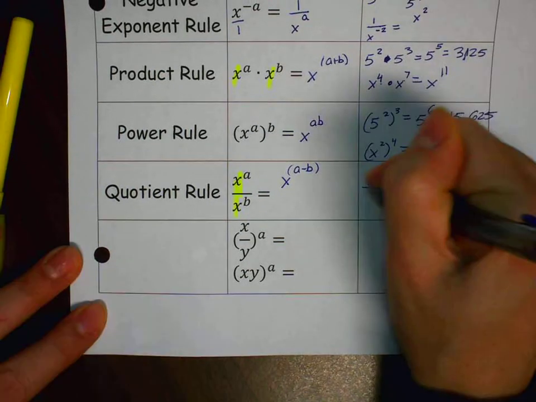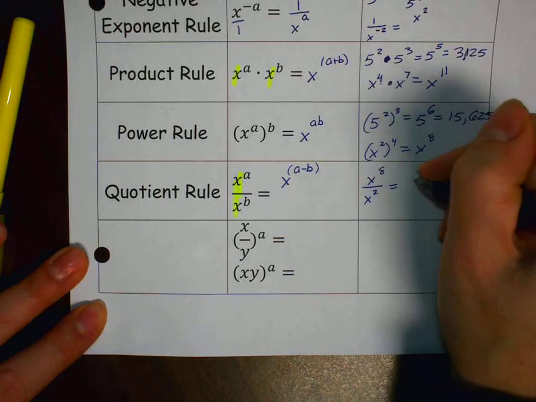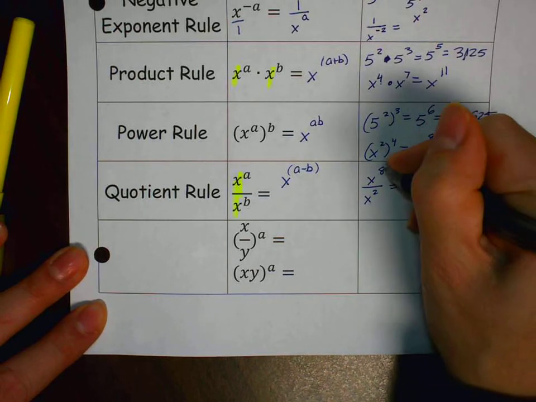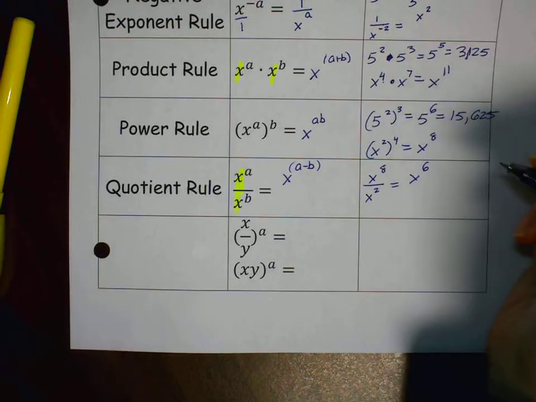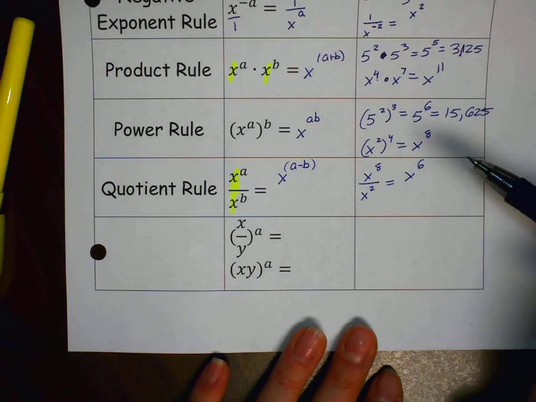So let's have x to the 8th over x squared. I keep the base, which is x, and 8 minus 2 is 6. And again, you don't want negative exponents.